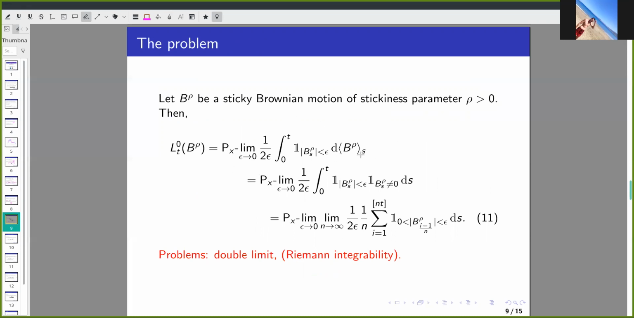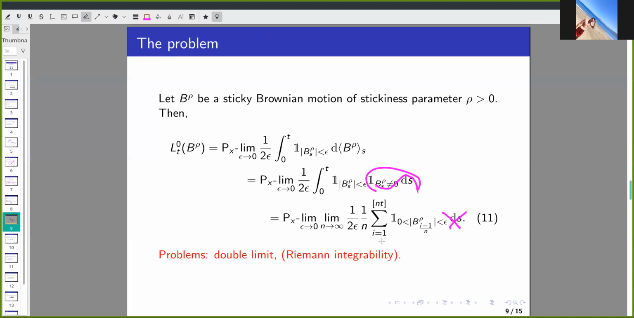The quadratic variation of the sticky Brownian motion is this thing right here. I remove the ds here, and I'd like to approximate this integral with a Riemann sum. If we do this, we have this double limit.